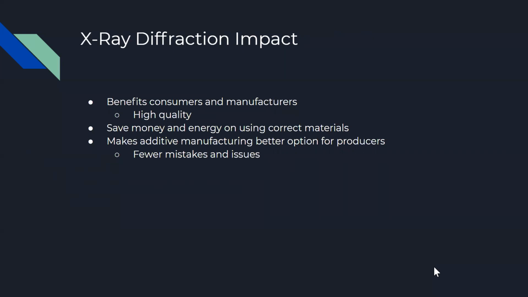A part printed is always going to be a part sold. There's no excess waste or surplus. This also makes additive manufacturing a better option for producers. Again, there's less mistakes and issues all around. You have higher quality products, which looks better.